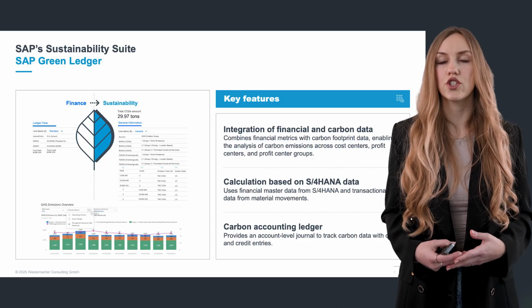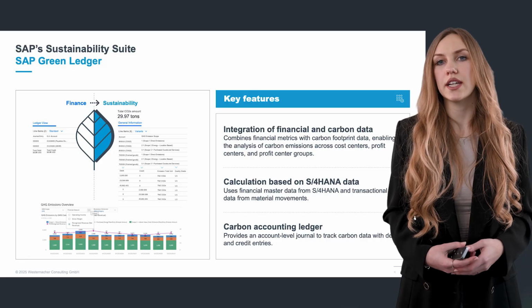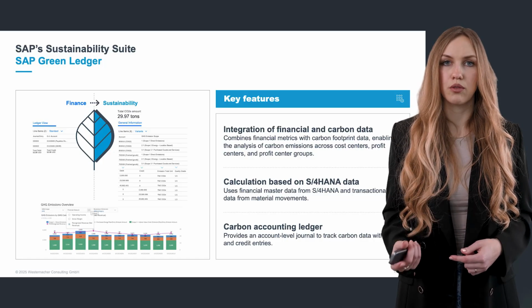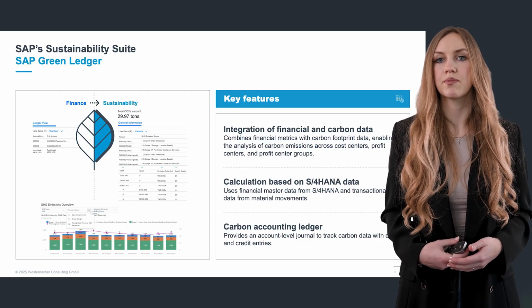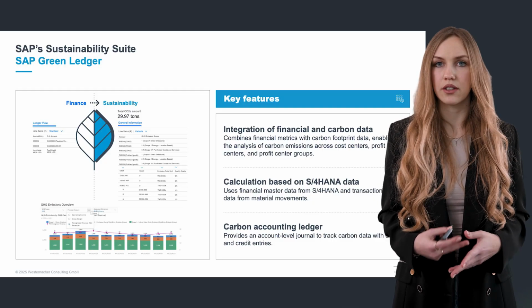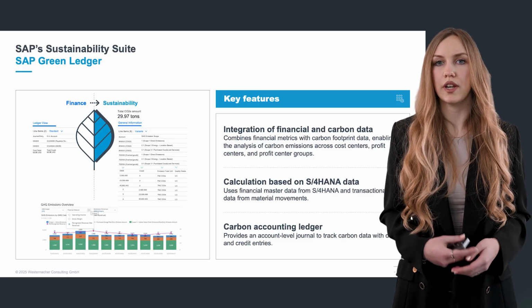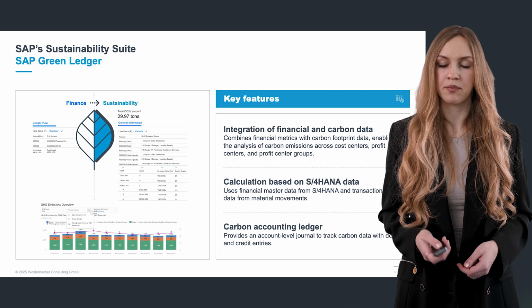So the whole calculation is based on material movements from S/4HANA. And we are taking these journal entries from there and not only considering financial aspects, we also consider carbon aspects. And at the end, you will have a carbon accounting ledger, really like a ledger that you know from S/4HANA for financial aspects.